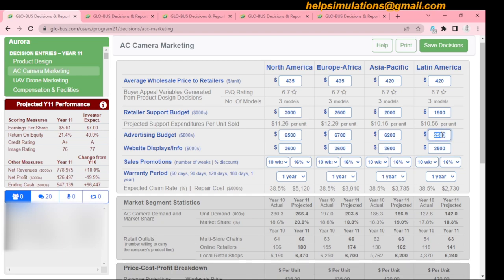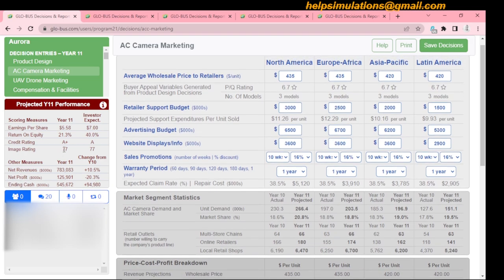For the Latin America market, for the advertisement budget, maybe we can do 5300 and see. So I think 5300 is fine. While for the website display, I'll do 2900. So 2900, I think that's a good figure also.